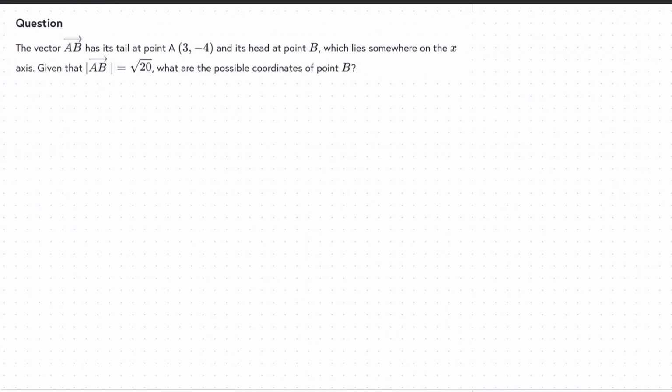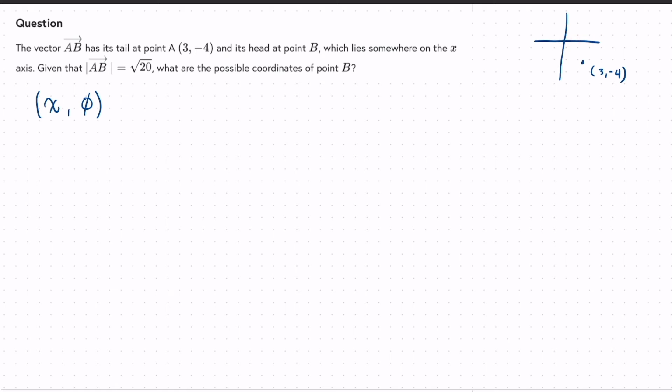In this question, we have a vector where the tail is not at the origin. Instead, the tail is at (3, -4). So once again, if I draw a very brief illustration, the tail is down here. Its head is at point B, and point B is somewhere along the x-axis, so it's somewhere along here. Now, I don't know where it is, but I do know that it's going to have this coordinate. The 0 comes from the fact that it is somewhere on the x-axis.